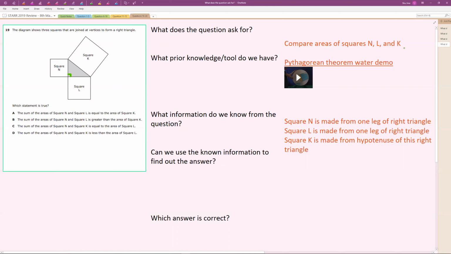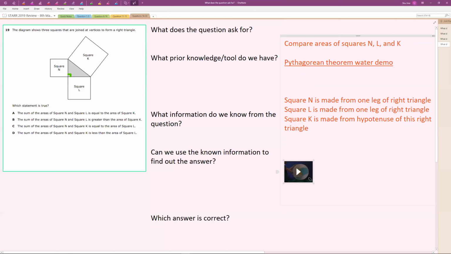Now, when you look at this question, the first thing that came to my mind was, oh my God, they are just using the same experiment that we learned in class. This is the same experiment that we did when we learned about the Pythagorean Theorem. We learned about that water demo. If you don't remember that, here I have this video, and we are going to look at this video again. I'm going to play it down below here.